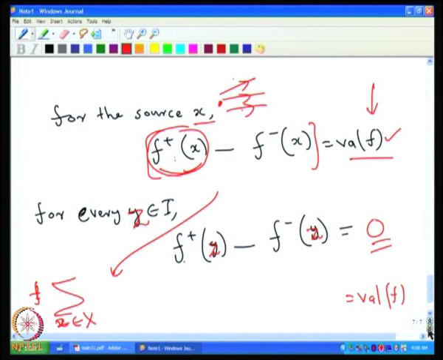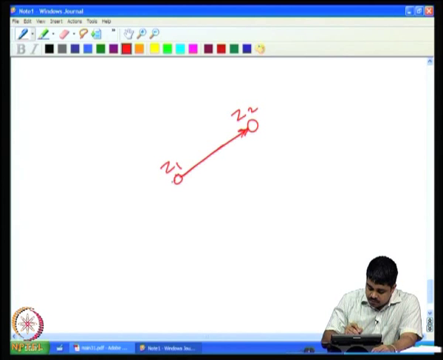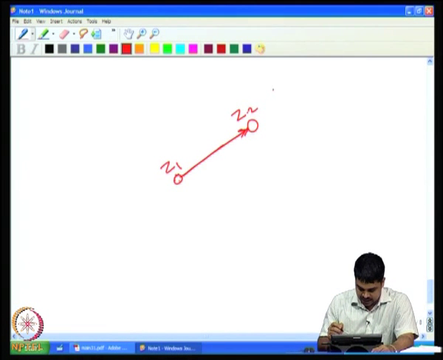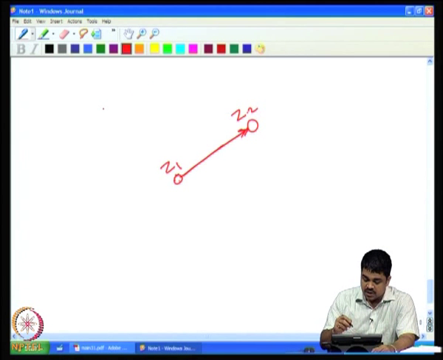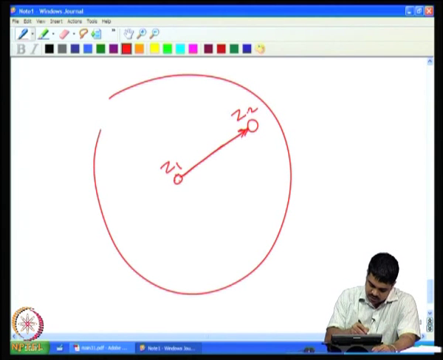So, it means that if you consider any edge like this, some z1 z2, and suppose both the endpoints are in our set, not intermediate, then what will happen? Suppose both z1 and z2 are in our set x, then both of them are there.